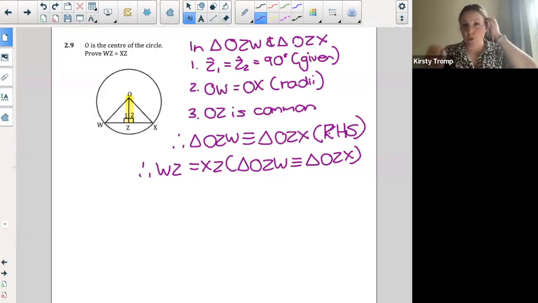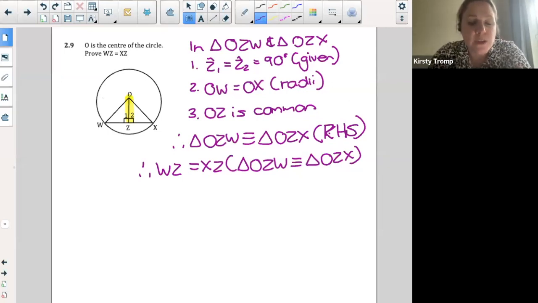Always remember to finish off your question. For this question, they ask you to prove that WZ is equal to XZ. And how did we prove that? Because the two triangles are congruent.